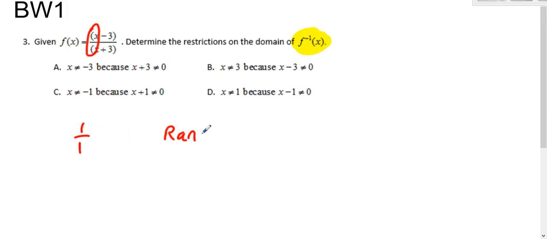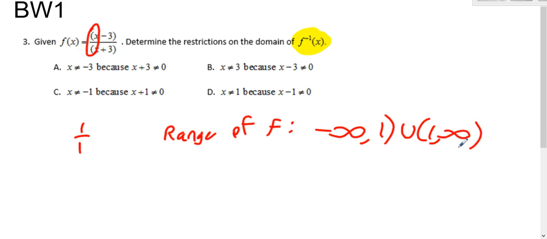Our range of f would be everything except 1. So it would be negative infinity to 1, union 1 to infinity. And the range of f is the domain of f inverse, so it's everything except 1. Everything except 1 is d. X cannot equal 1.